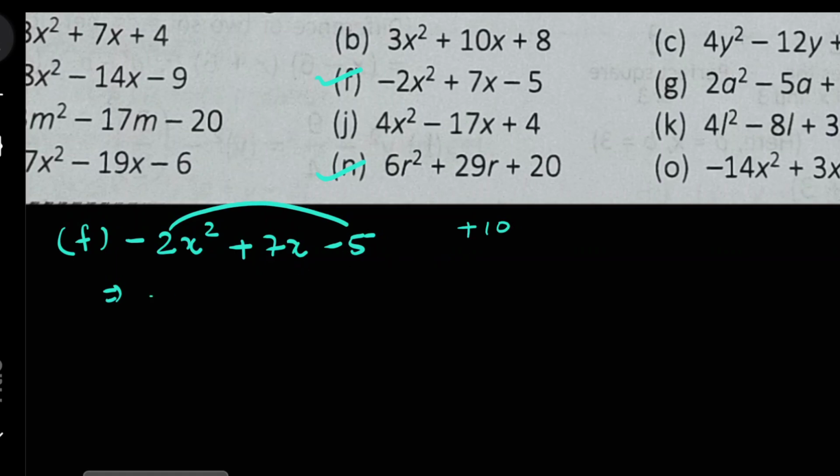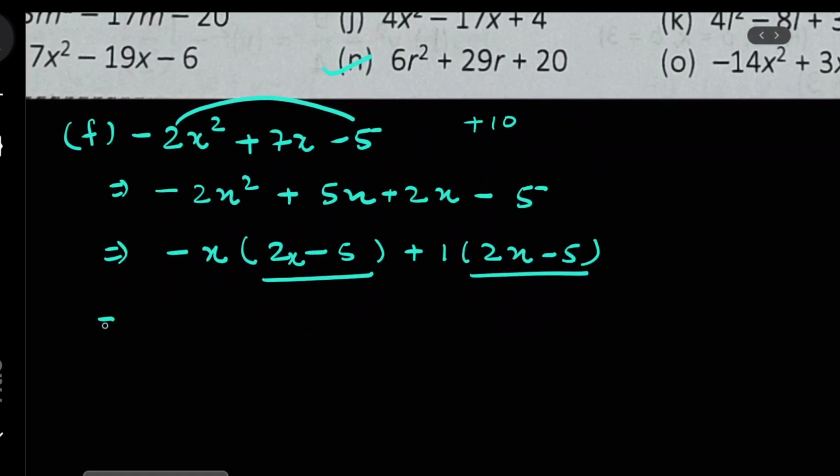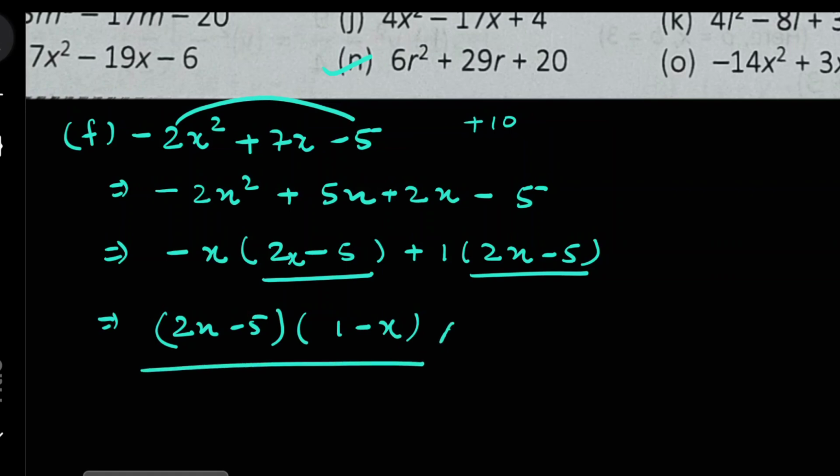So minus 2x square plus 5x plus 2x minus 5. On further solving, taking minus x as a common, you will get 2x minus 5, and here taking 1 as a common, you will have 2x minus 5. Taking 2x minus 5 outside as a common, you will get 2x minus 5, and here you are left with 1 minus x. So this is our answer.